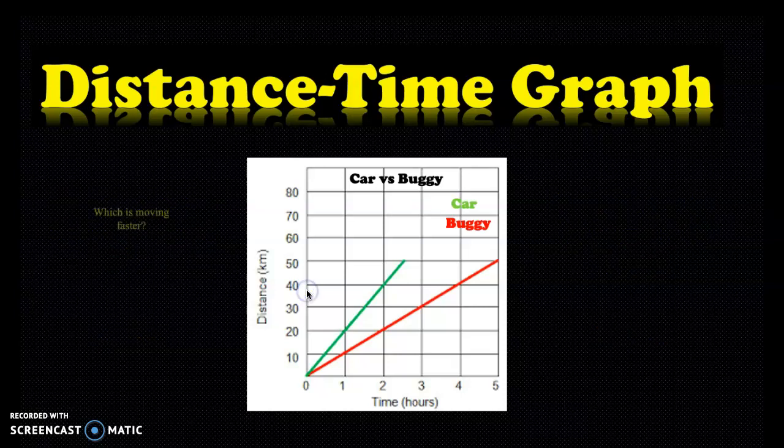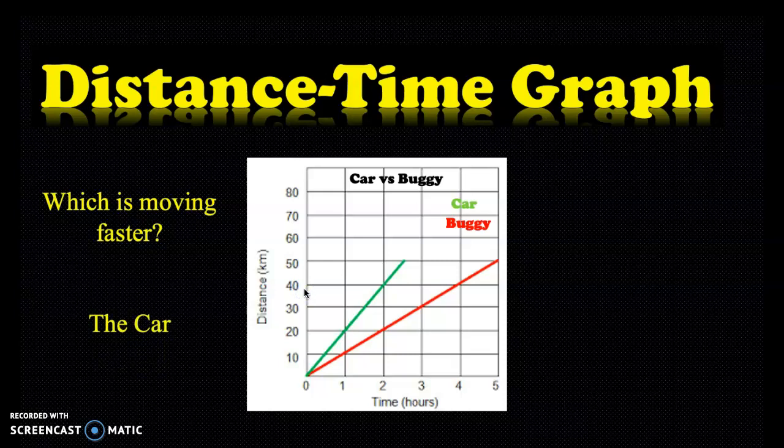So if we look at this graph again, which is moving faster? Well, the car is moving faster. For example, the car was able to go 50 kilometers in 2.5 hours, while the buggy took 5 hours. So the car is actually traveling twice as fast.